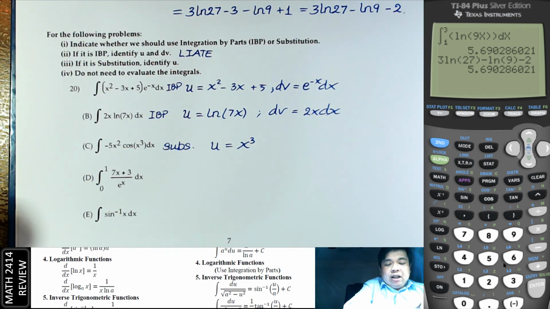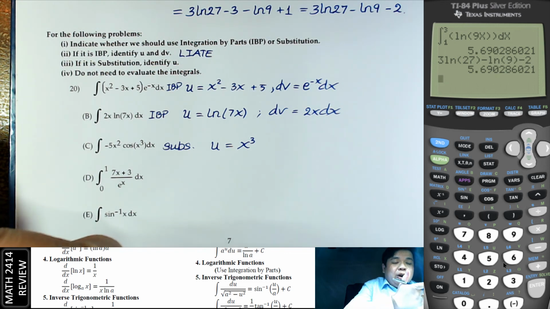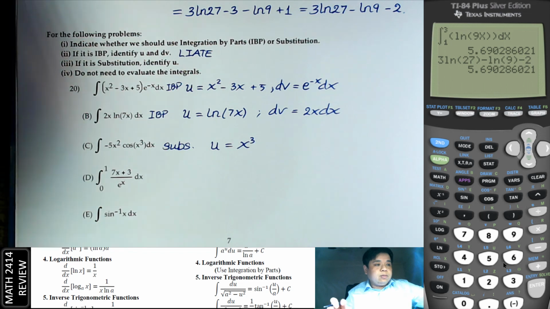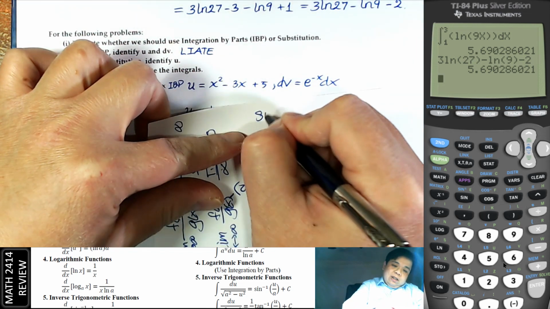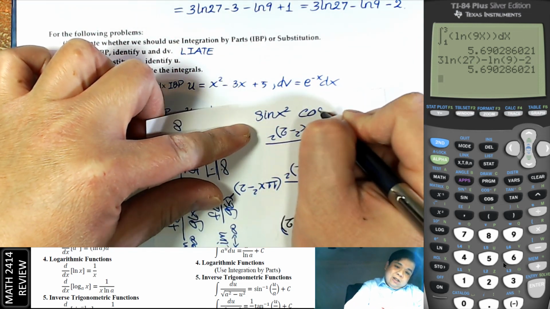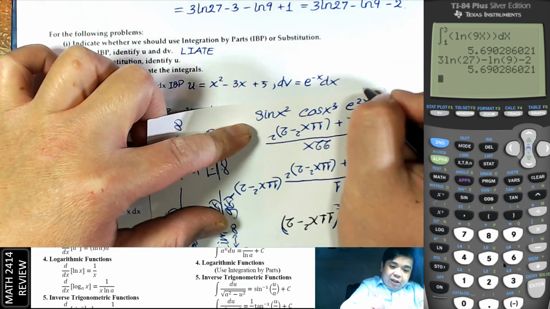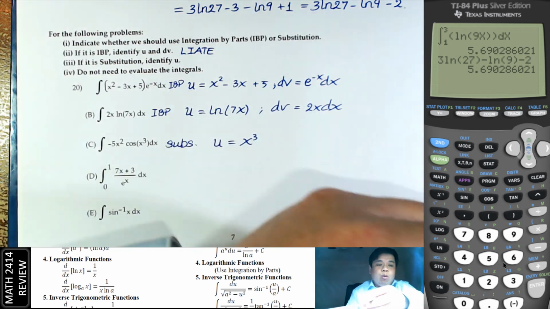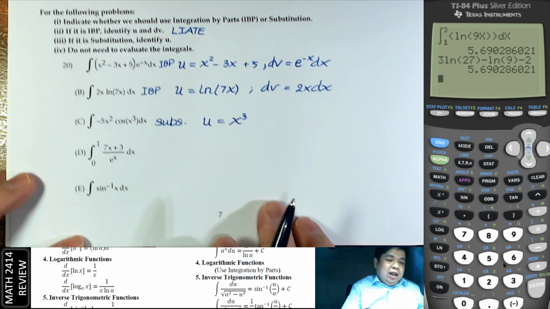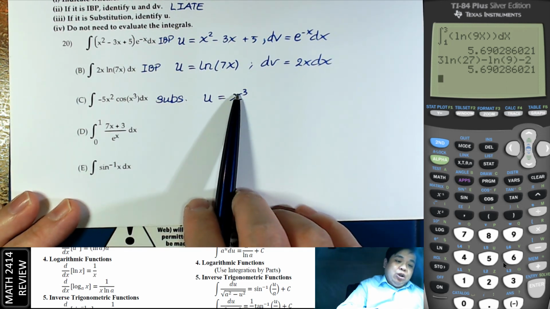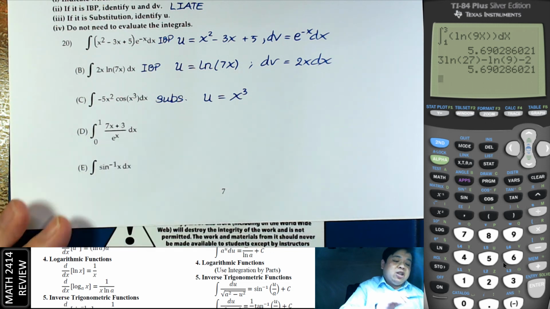Once again, if you see e to the x squared, sine x squared, or x cubed, or this, any higher power than 1, that most of the time is substitution. And we can confirm that if we use substitution, that cancels nicely with the x squared here.